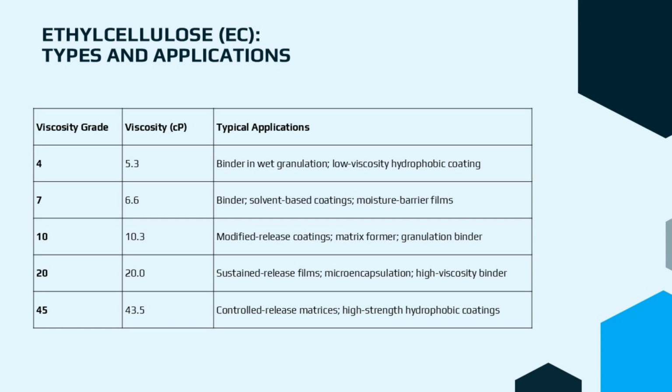Low viscosity grades, EC4 and EC7, are suited for light hydrophobic coatings and low viscosity binders in wet granulation or solvent-based coatings. Medium grades, EC10 and EC20, provide stronger matrix formation for sustained release films, pelletization, and microencapsulation. High viscosity EC45 delivers the strongest films and is used in controlled release systems requiring high mechanical strength and slow water penetration. Choice of grade depends on the target release profile, processing method, and required hydrophobicity.